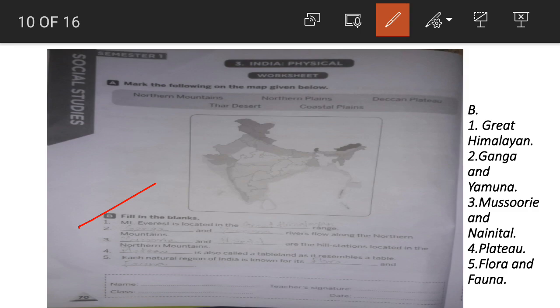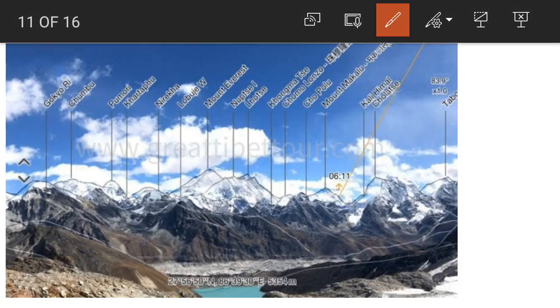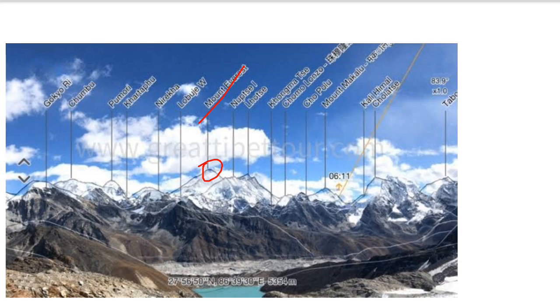Next, exercise B. Fill in the blanks. Mount Everest is located in the dash range. As we have discussed, there are 3 parallel ranges. The Himalayas are divided into 3 ranges: Greater Himalayas, Middle Himalayas, and Lesser Himalayas or Outer Himalayas. So where is Mount Everest located? Mount Everest is located in the Greater Himalayas. See, this is Mount Everest. The highest mountain peak of the world is located in the Greater Himalayas.